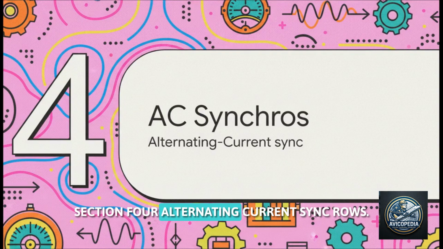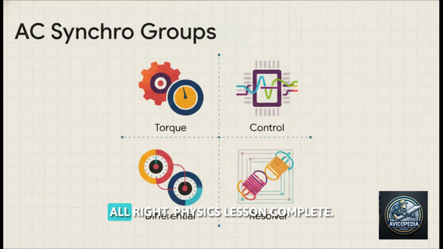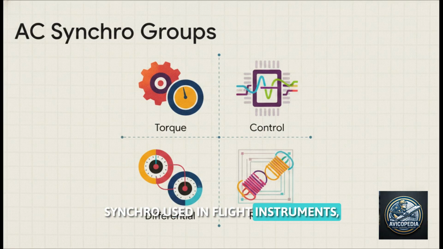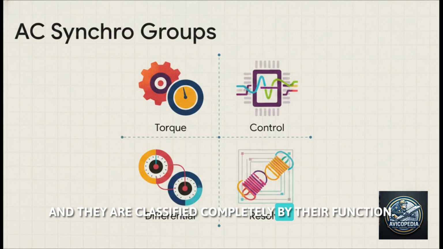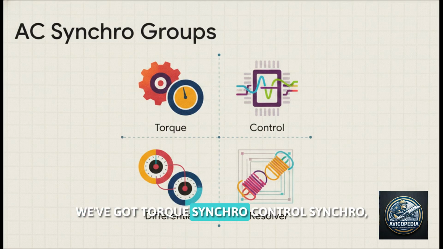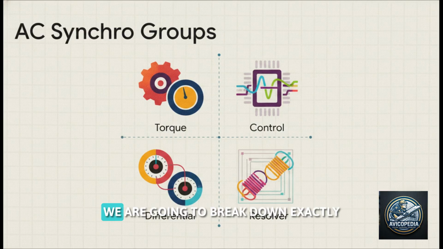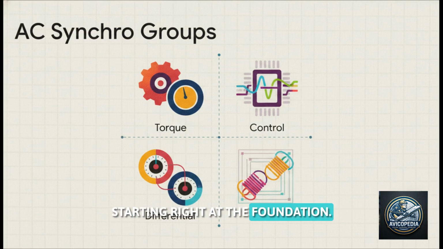Section 4. Alternating current synchros. All right, physics lesson complete. Now, there are 4 main groups of AC synchros used in flight instruments, and they are classified completely by their function. We've got torque synchros, control synchros, differential synchros, and resolver synchros. We are going to break down exactly what makes each of these unique, starting right at the foundation.